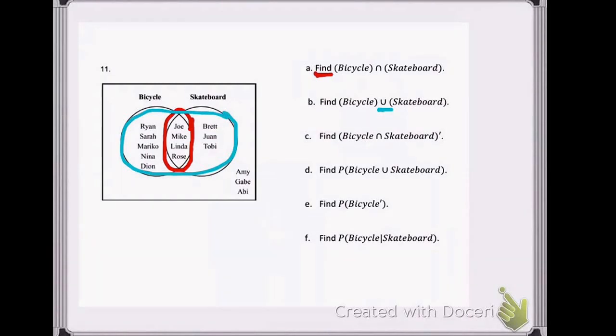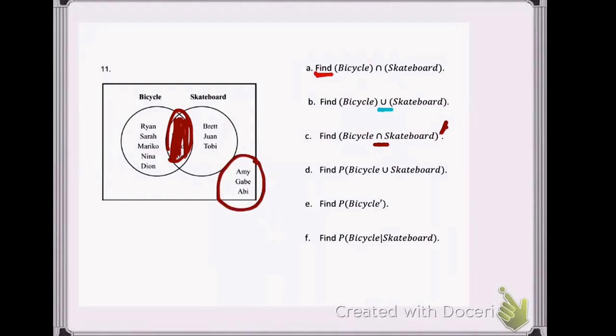On the next question it says, find bicycle, intersect, skateboard prime. So that means people that are not in the intersection. So if I look at the intersection of bicycle, skateboard, that would give me these people. But I don't want those people. I want the people that are not in the intersection. So that leaves me Ryan, Sarah, Marquito, Nina, Dion, Brett, Juan, Toby, and don't forget Amy, Gabe, and Abby, because they're not in the intersection either.